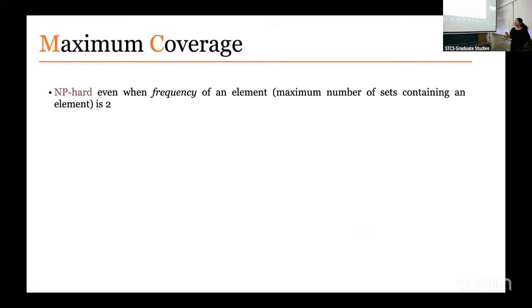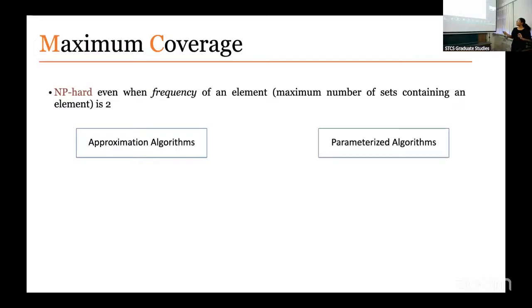Okay. So this problem is NP hard even when an element appears in at most two sets. This is basically the partial vertex cover problem. So this is already known to be NP hard. Once the problem is NP hard, we would like to study it from the approximation algorithms, classical, and now today's parameterized algorithms as well. So let's begin with the approximation algorithms.